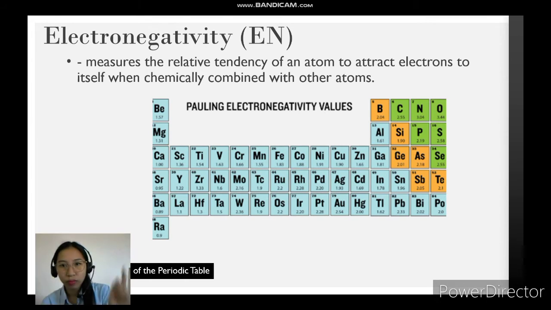So probably kani kasagaran mo siya ang symbol, and then kanang nasa ibabaw niya is iyang atomic number. Pangitaa lang dira ang arrow nga nag-indicate for electronegativity value.